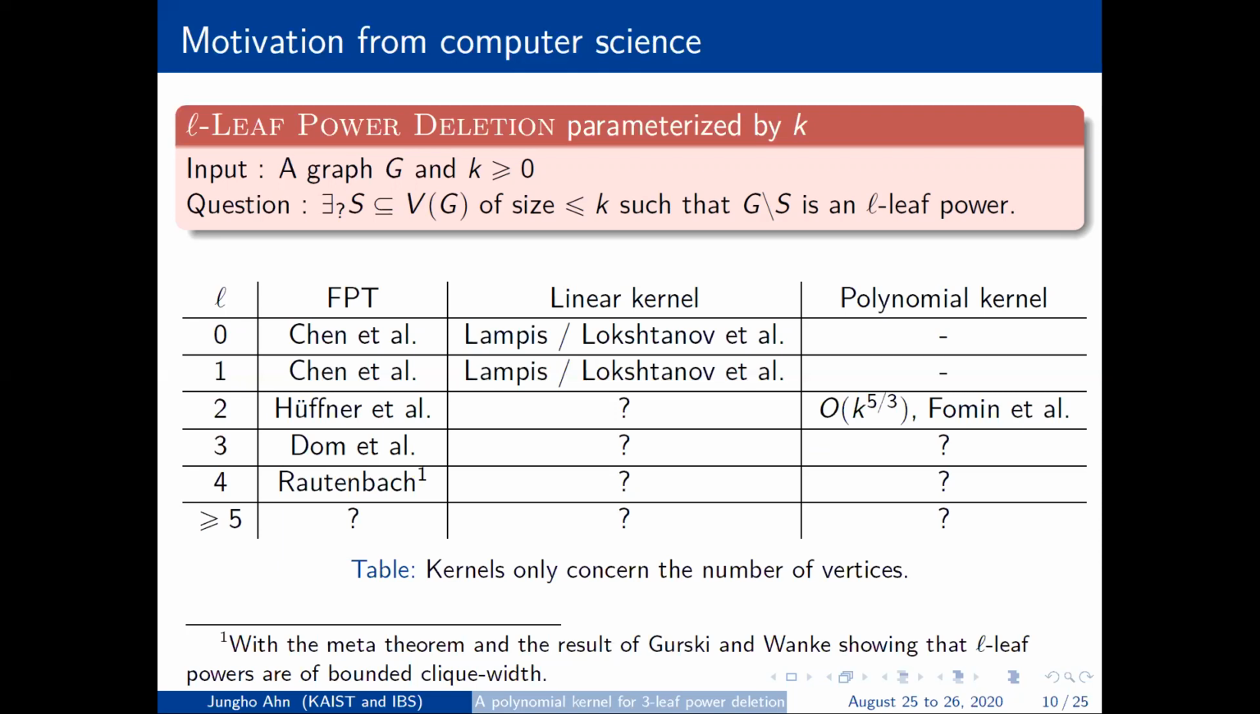Dom et al. show that the three-leaf power deletion problem is FPT, but the existence of a polynomial kernel was open before our result. Also, Ellis, Lautemann and others suggest a structure for ell-leaf powers, which can be expressed by MSO logic, and Gurski and Wanke show that for every ell, ell-leaf powers have bounded clique width. So by Courcelle's theorem, we can show that this problem is in FPT, but the existence of a polynomial kernel is still open. When ell is at least 5, since there is no structure theorem for ell-leaf powers, we don't know yet whether this problem is in FPT or not, and we also don't know whether it admits a polynomial kernel.